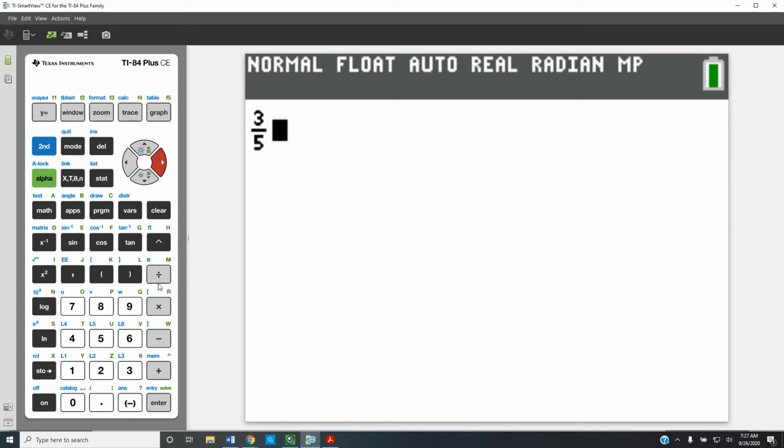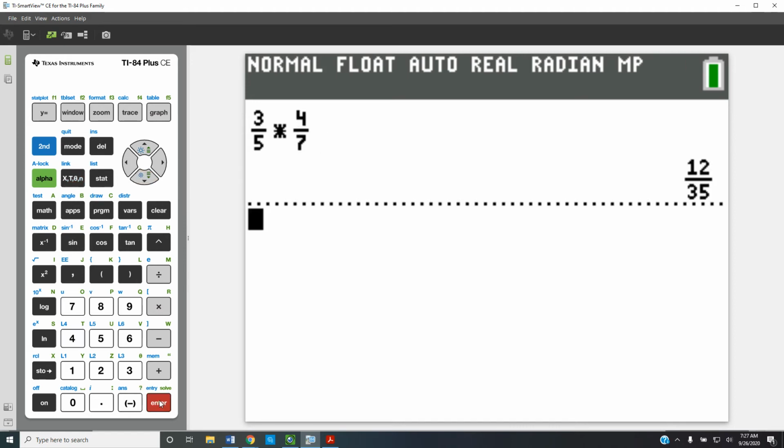Again, scoot over. Times sign, notice that little asterisk thing. Alpha y equal, I'm going to do 4/7. Again, I think that's what it was. 4/7, and I get 12/35. Now, I do want to show you one quick thing, that an asterisk is the same as a parenthesis, because remember, in algebra, parenthesis means multiplication.